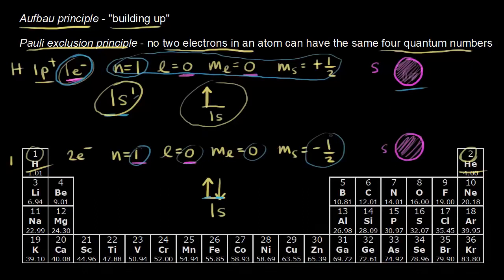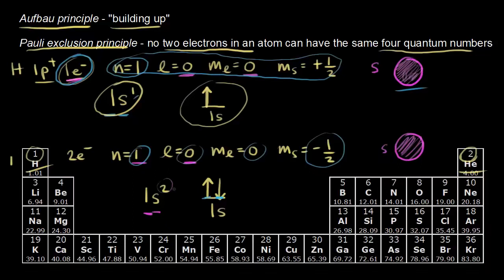And as a consequence of the Pauli exclusion principle, an orbital can contain a maximum of 2 electrons because you've exhausted all of the possible combinations of quantum numbers. We've used them up completely. And so the 1s orbital is completely full. So we could also write the electron configuration for helium as 1s2. And once again, what that means is we're talking about an s orbital in the first energy level, and there are 2 electrons in that s orbital. So 1s2 is the electron configuration for helium.